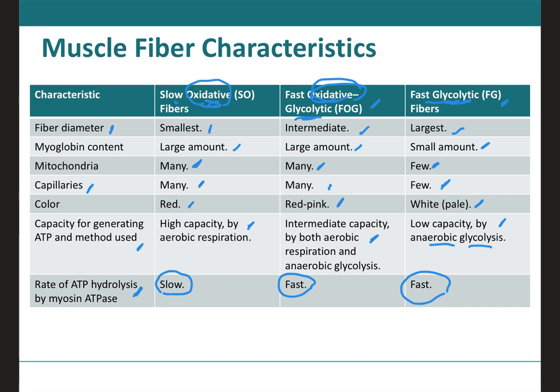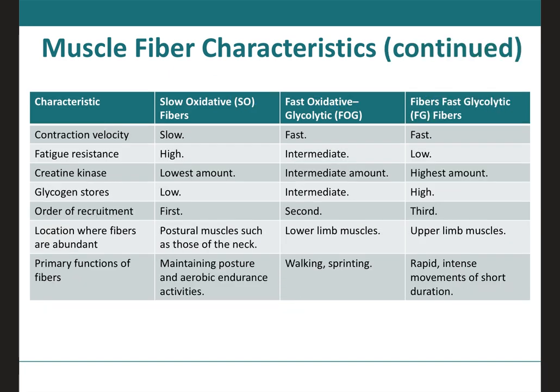But since they have less ATP available, they will not be as resistant to fatigue as the slow oxidative fibers are. Remember that they don't have the best of both worlds. They have to choose one or the other. Therefore, on this slide, if we go down the list, it will continue to make sense. So contraction velocity: the slow fibers are going to be slow. The fast fibers are going to be fast.